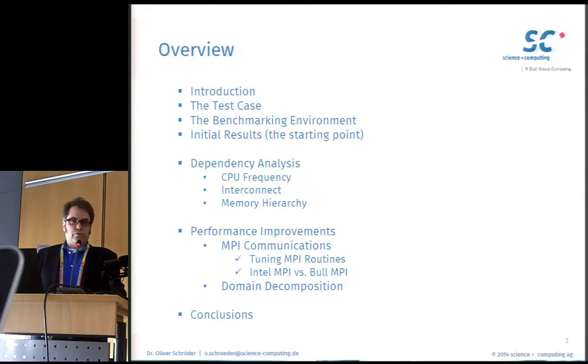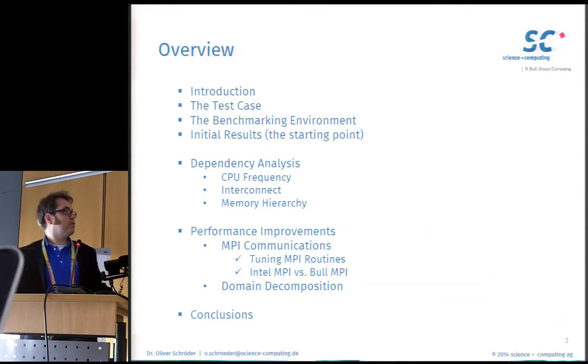So here's the structure of the talk that I'm going to give. I give you a brief introduction on why you should be interested in what I'm going to talk about. Then I'm going to skip over the test case because it's only in the overview but not on the actual transparencies. I talk a bit about benchmarking environments so you can see what we use to run the simulation, and then I give you some initial results that were the actual starting point for the investigation, because the initial results were not what we expected. And that drove some of the investigations later on.